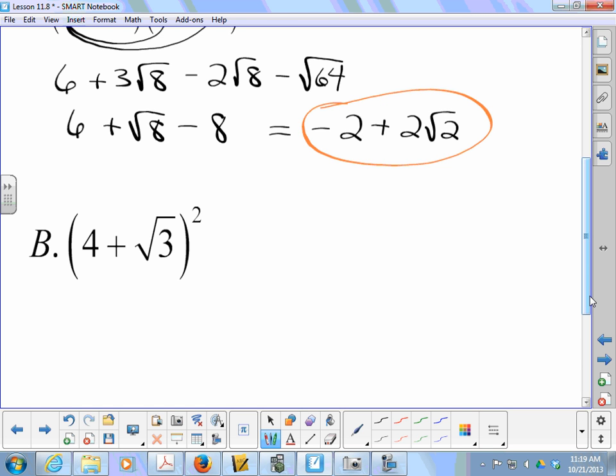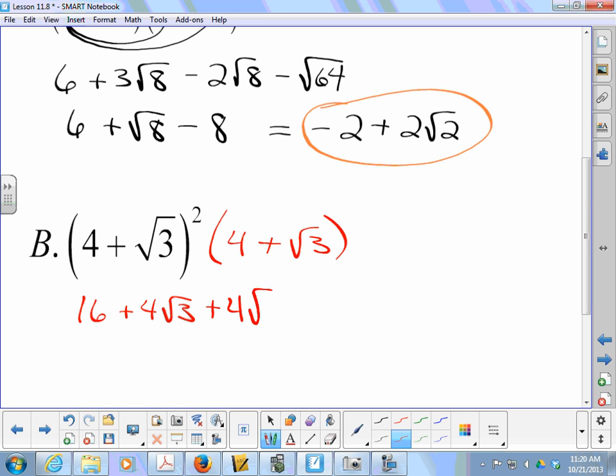All right, when things are squared, it means what? Multiplied by itself. So I need to write out here 4 plus the square root of 3, so I know that it's multiplied by itself. Do our FOIL. Get 16 plus 4 square root of 3, when I multiply 4 times both of them. And then when I multiply the square root of 3 times both of them, I get 4 square roots of 3 and the square root of 9.